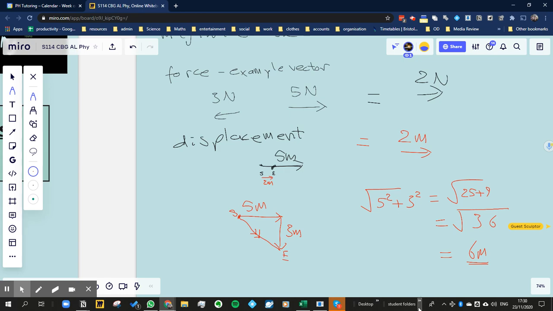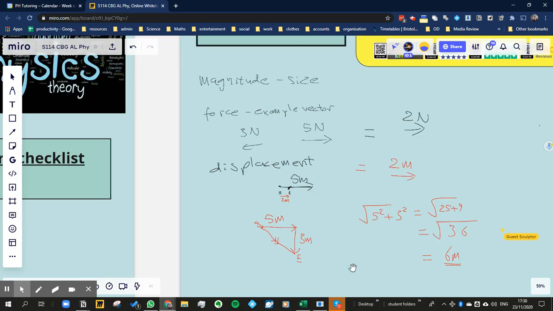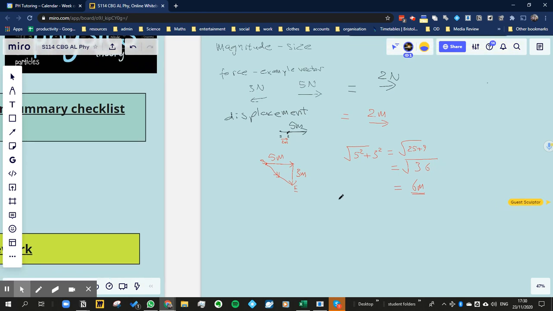Now, with displacement, it just sort of makes sense, really. Of course, it would be 6 meters. Of course, that's how you would do it. What I'm saying is that you would use exactly the same method with all vectors. So if I take 5 newtons to the right and 3 newtons, well, we would do this. So in fact, I'm going to draw this and I'm going to group it. Okay, so let's say we've got that, and I'm going to group that one as well.